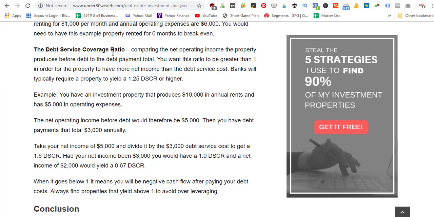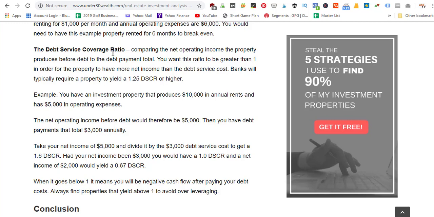So you're spending $5,000 on operating expenses, and then you've got $5,000 left in net income before debt to cover the $3,000 of debt. So they're going to look at that net income of $5,000 as a ratio against that $3,000 in debt payments. In that case, divide 5 by 3, and you're going to get 1.67. So that's the debt coverage ratio of the property. So 1.67 is above their recommended level of 1.25. So that's a good thing.